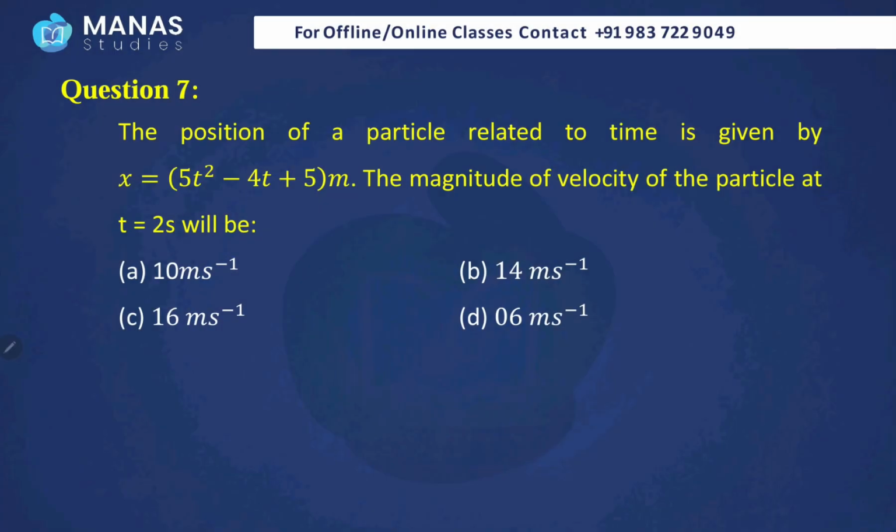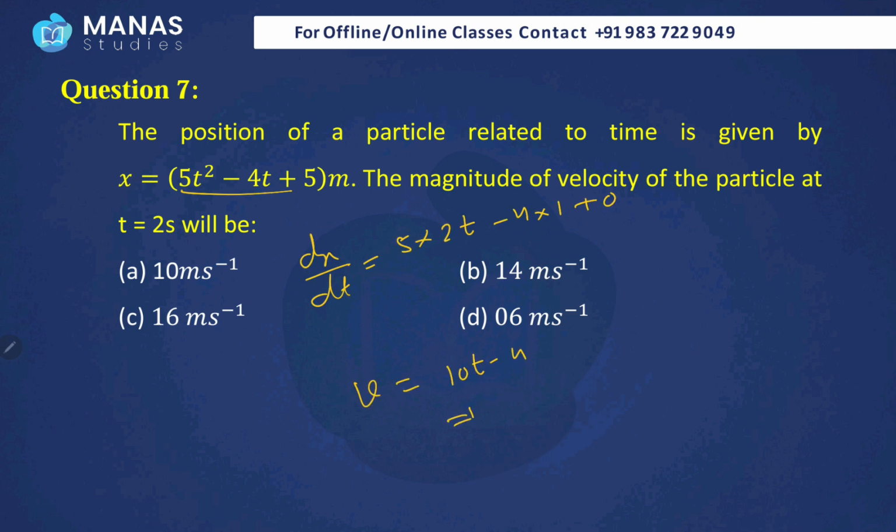The position of a particle related to time is given by this much. We need the magnitude of the velocity of the particle at t equal to 2 seconds. So now we will be differentiating it. Differentiating, dx upon dt is equal to 5 into 2t, minus 4 into differentiation of t, which is 1, plus 0. So the velocity is 10t minus 4. Now I am writing the value of t: 10 into 2 minus 4, 20 minus 4 is 16. So 16 will be the answer.